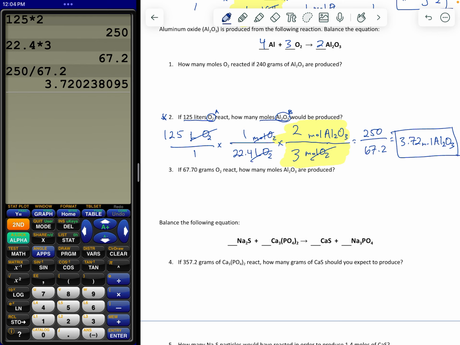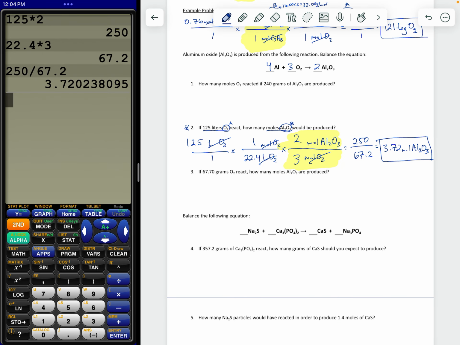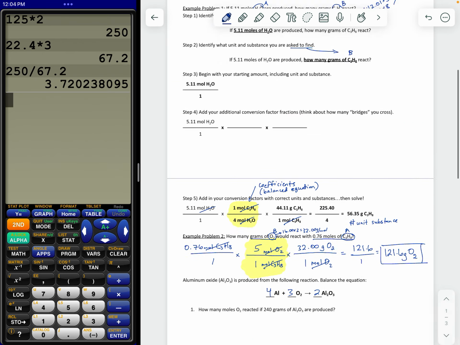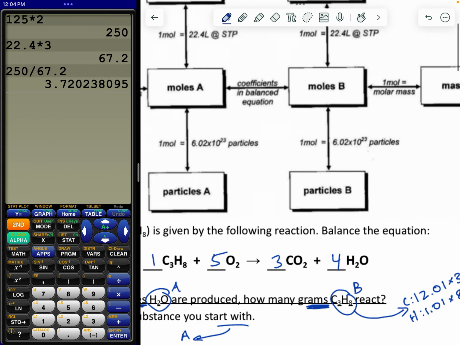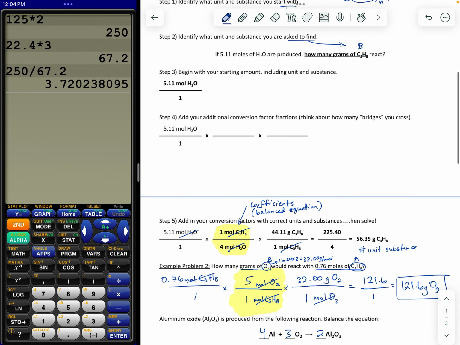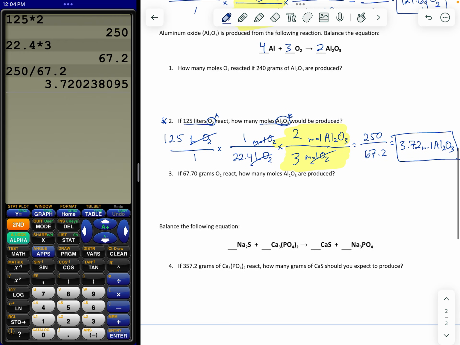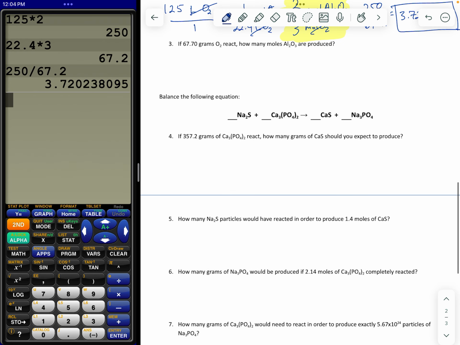So it doesn't necessarily matter what unit we start with nor what unit we end with, so long as we can use the map to help guide us through. And it tells you what those conversion factors are as you work through. Hopefully this is a nice little stepping stone. And you know what? Let me do one more.